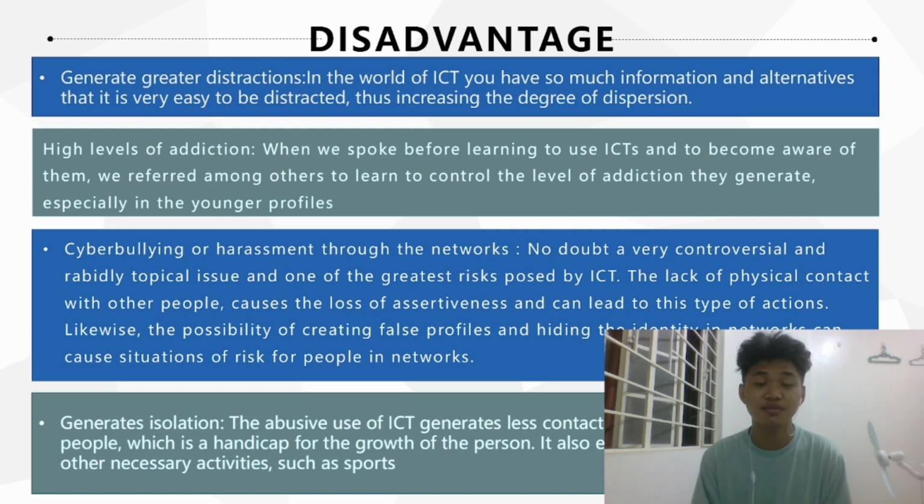Cyberbullying or harassment through the networks. Now that's a very controversial and rapidly topical issue, one of the greatest risks posed by ICT. The lack of physical contact with other people causes the loss of assertiveness and can lead to this type of action. Likewise, the possibility of creating false profiles and hiding identity in networks can cause situations of risk for people. They can bully you, and you will not know who they are.